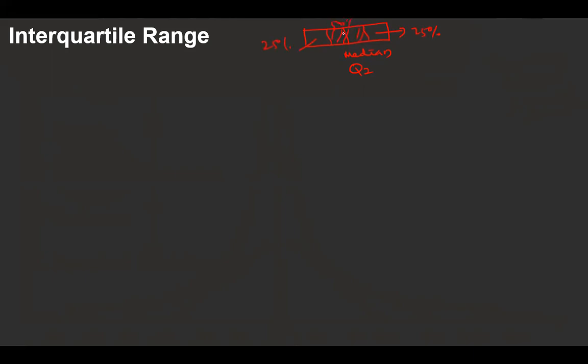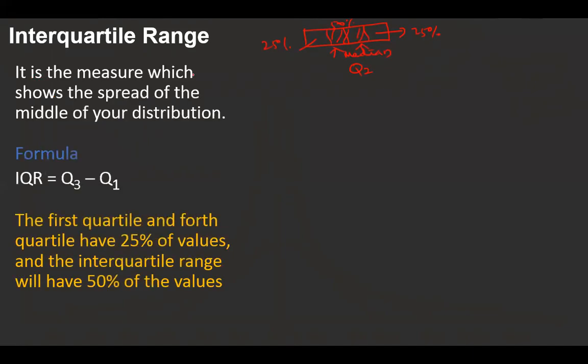Okay, now I want to know this 50%, from which value to which value in the distribution. That is what your interquartile range will tell you: 50% of the distribution falls within which range. That's what the interquartile range will tell you. So that's what we are going to study. It is a measure which shows the spread of the middle of your distribution, how much it is spread. Now, where does the 50% of the values lie?